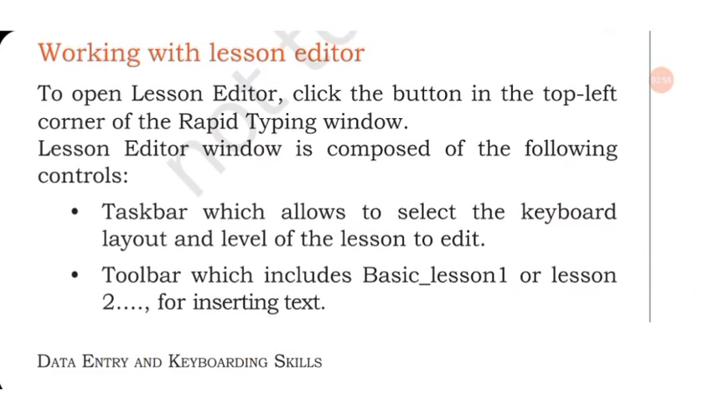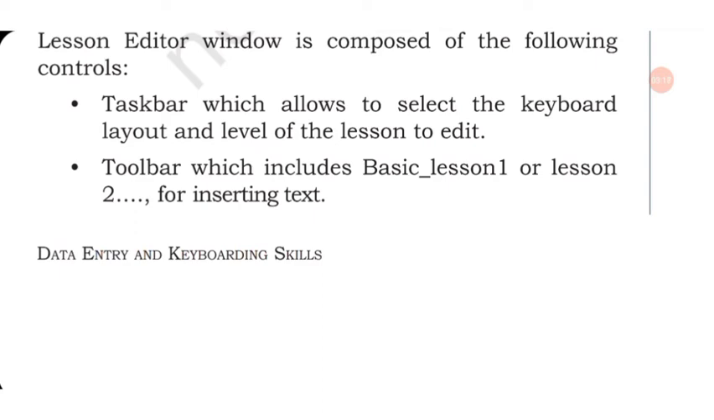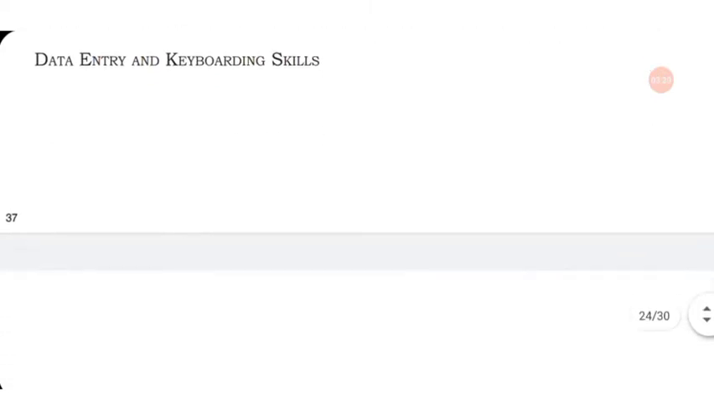Then working with lesson editor. So to open lesson editor, click the button in the top left corner of the rapid typing window. Then lesson editor window will open up, and it is composed of taskbar, which allows to select the keyboard layout and level of the lesson to edit. Then toolbar, which includes basic lesson 1 or lesson 2, etc. for inserting text.